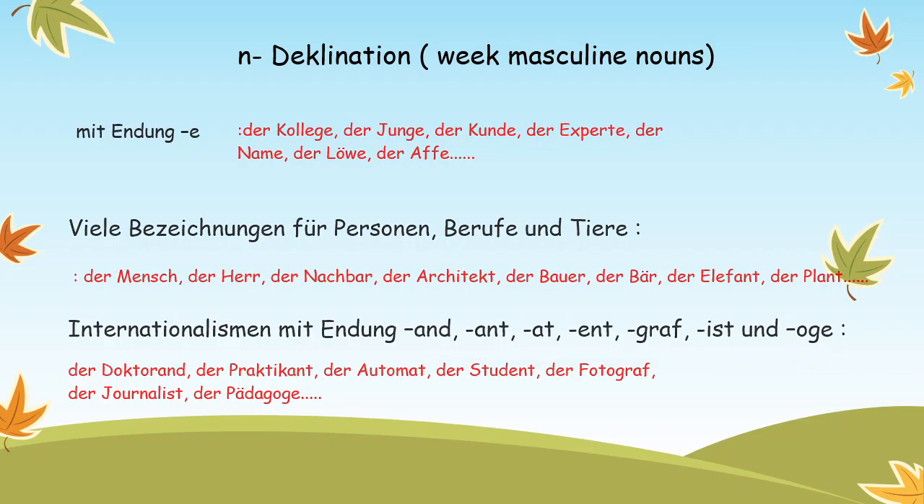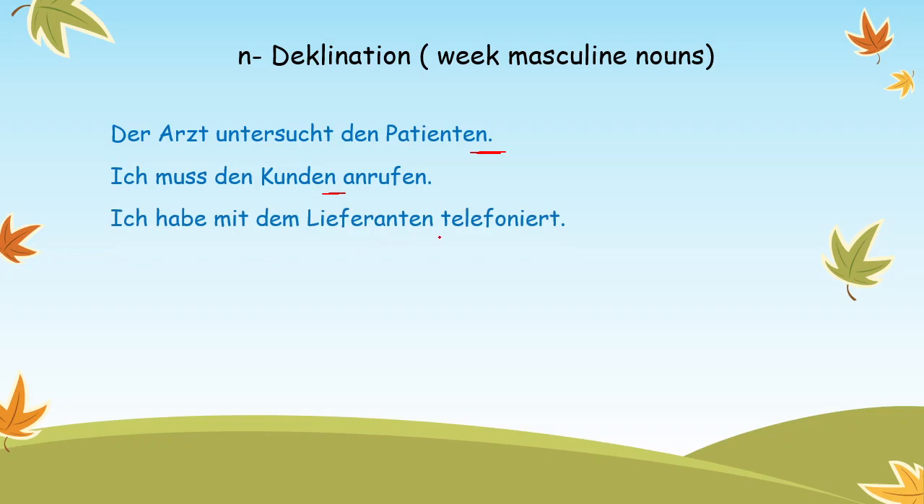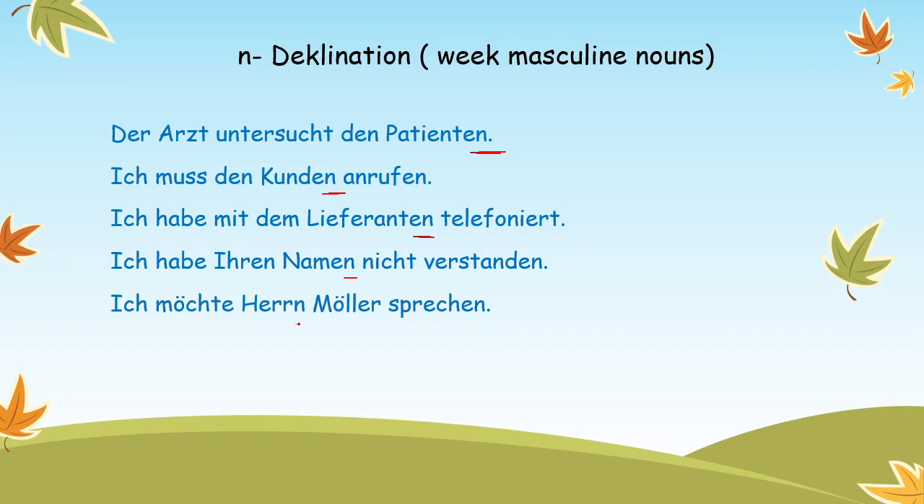Let's see examples in a sentence. Der Arzt untersucht den Patienten. Here Patient is a weak noun, so we add N, and it is the accusative case. Ich muss den Kunden anrufen. Kunde, a person, with N, weak masculine. Ich habe mit dem Lieferanten gesprochen, weak masculine noun, dative. Ich habe ihren Namen, weak masculine noun. Ich möchte Herrn Mauler, weak masculine noun. Wir haben den Löwen, weak masculine noun.